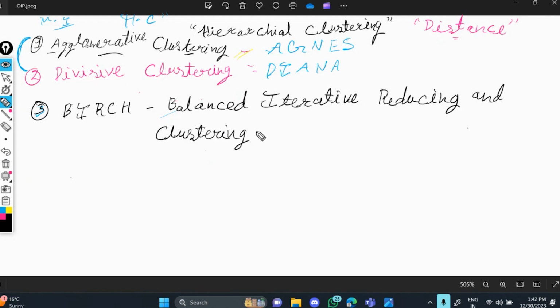Balanced, iterative, reducing, and clustering using hierarchies.